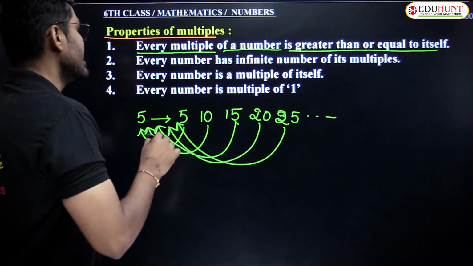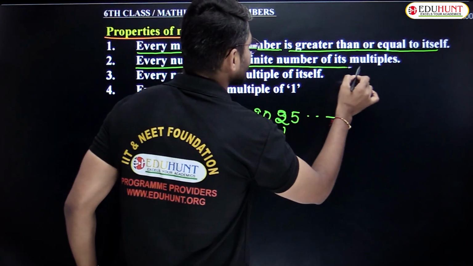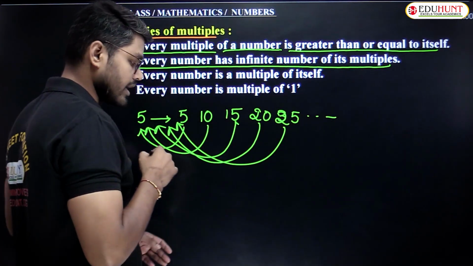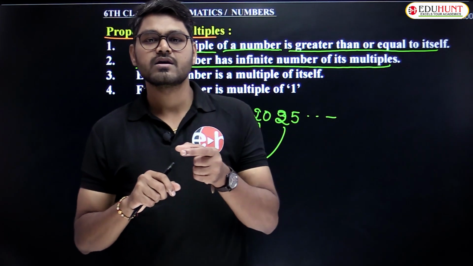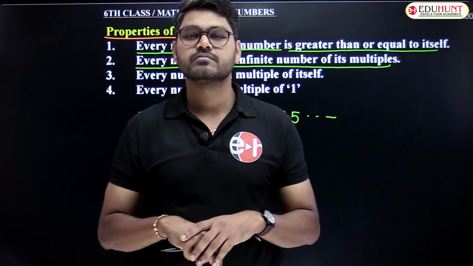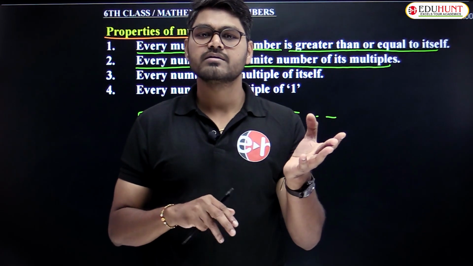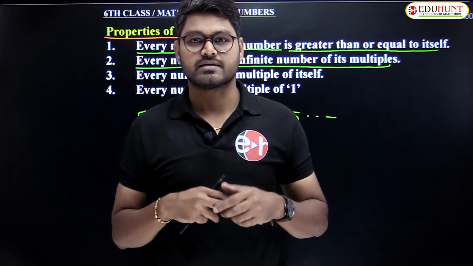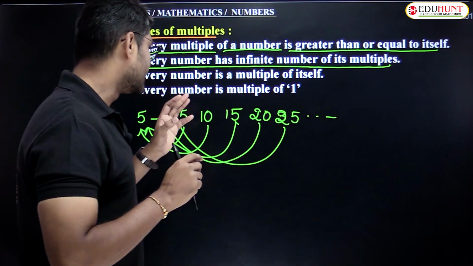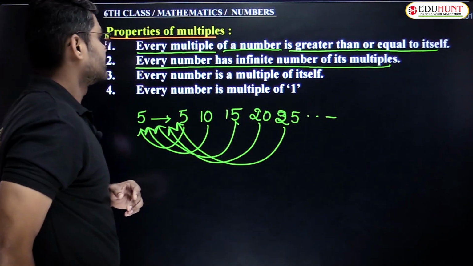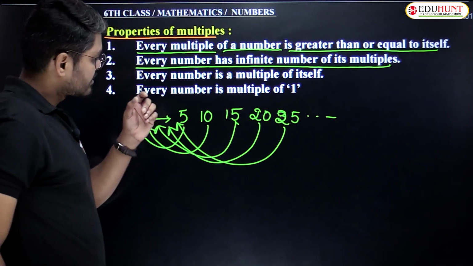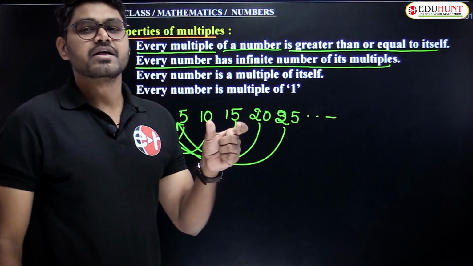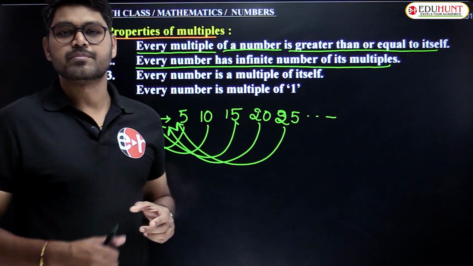Every number has an infinite number of multiples. In factors, how many factors do we have? Based on the given number, we have different numbers of factors. Here, for every number, there is an infinite number of multiples.